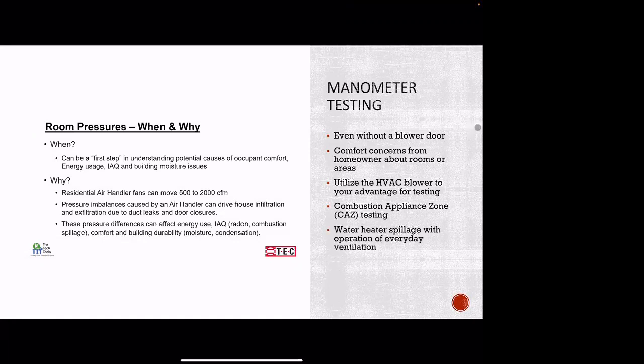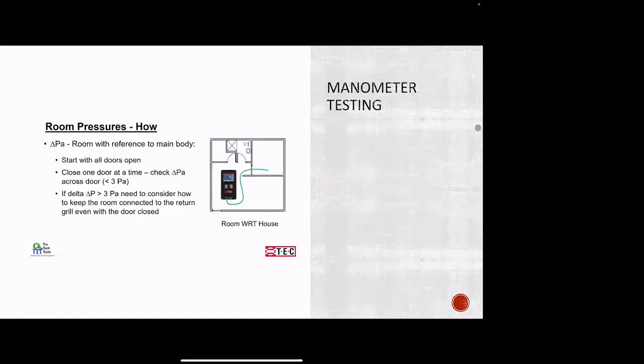Like I said, the water heater spillage and operation of everyday ventilation. So how do we test a room that may be uncomfortable?